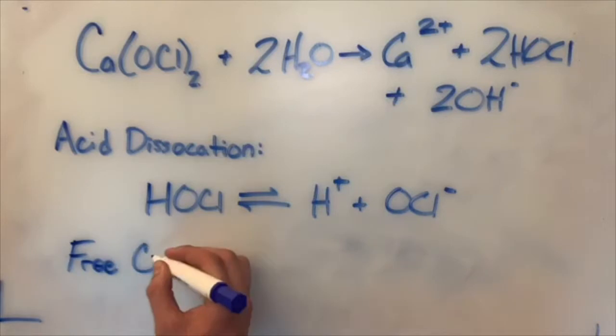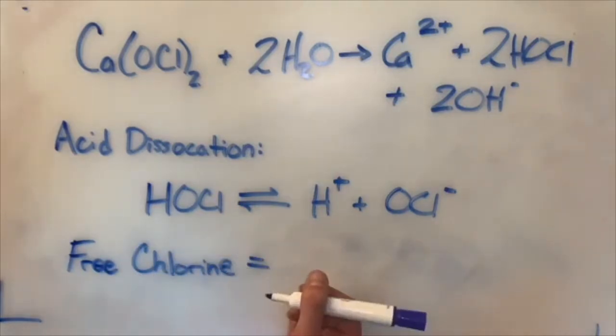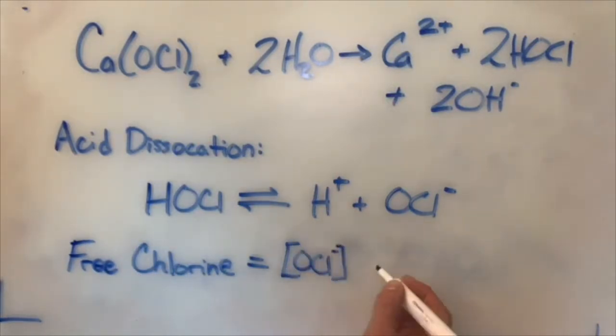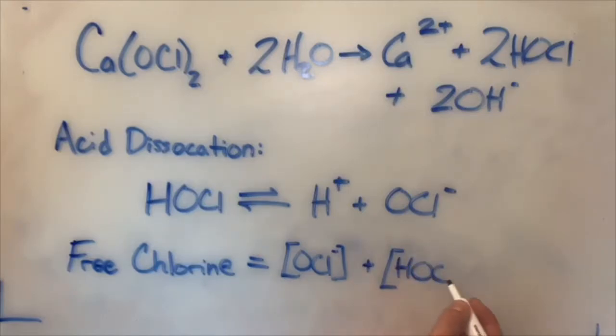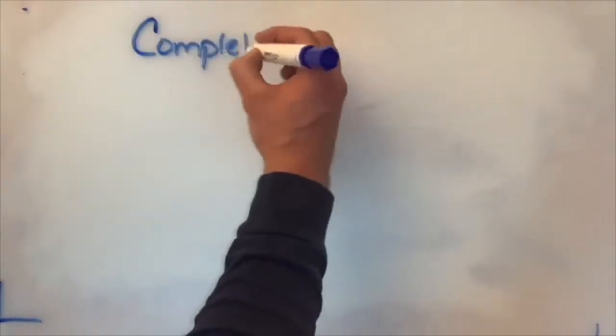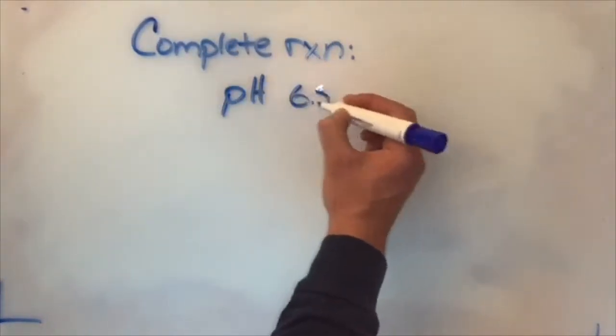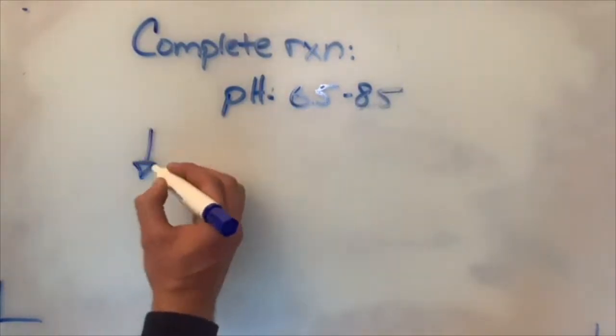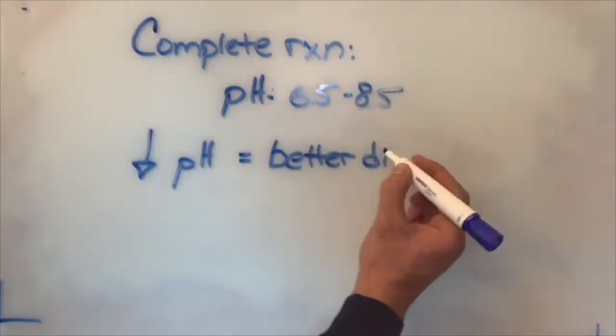Free chlorine levels are determined by the amount of hypochlorite ion and hypochlorous acid. However, hypochlorous acid is a much more effective disinfectant. A complete reaction occurs at a pH between 6.5 and 8.5, and disinfection overall is more effective with lower pH.